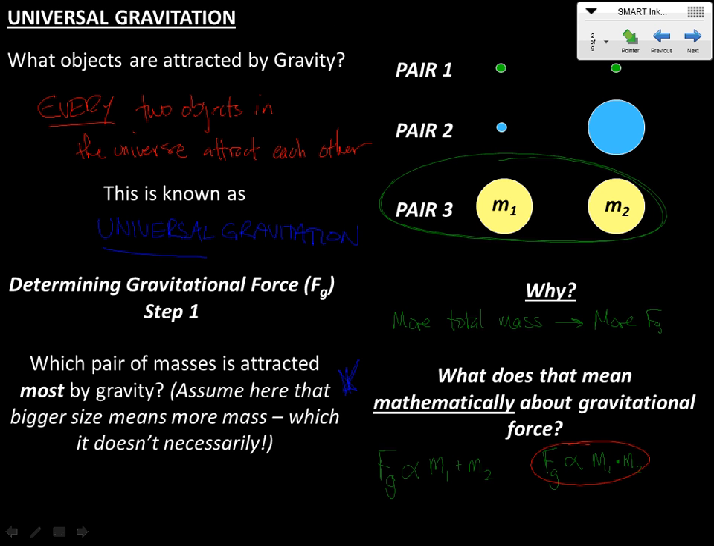Oh gosh, back up. All right, and that's what we say. You might even want to write this down. Gravitational force is proportional to the product of the masses M1 and M2. Product meaning multiply them together.